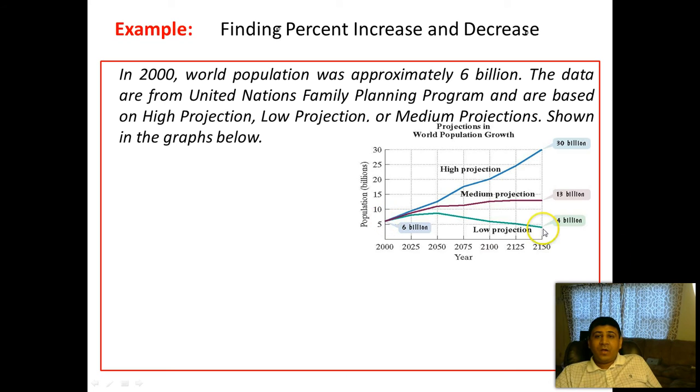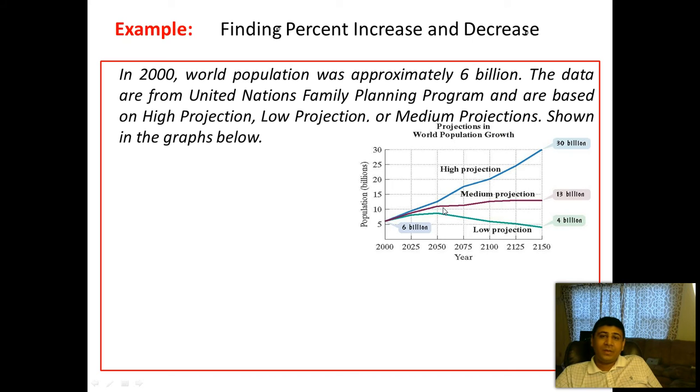Now if we follow the high projection, where people have nothing else to do but reproduce, then in 2150, 150 years from now, the population will hit 30 billion. If we do a medium projection, where we do other things than just making babies, then it will be 13 billion. And if we follow the low projection, then it will reduce from 6 billion to 4 billion. So any of the three things can happen here.